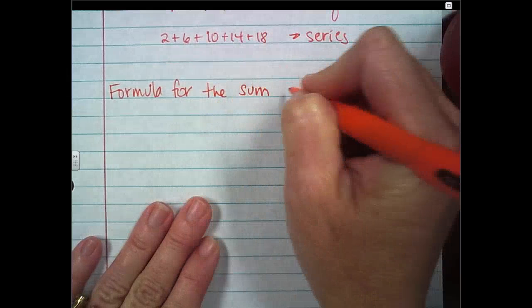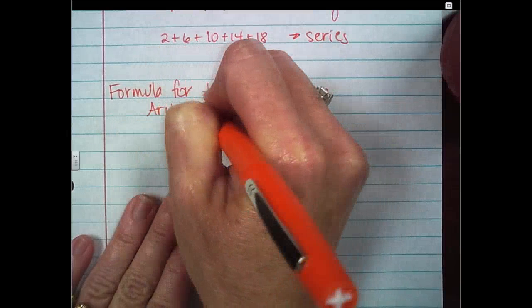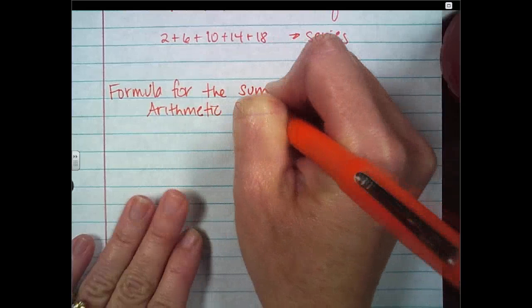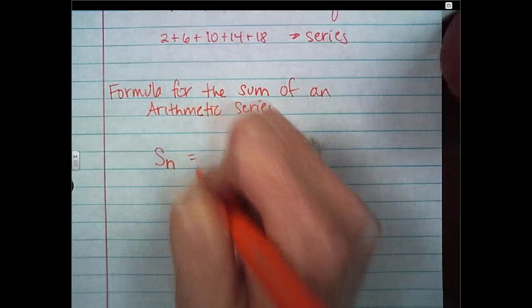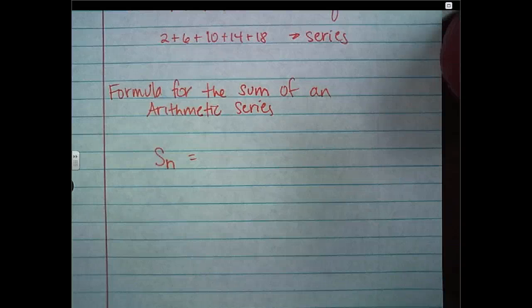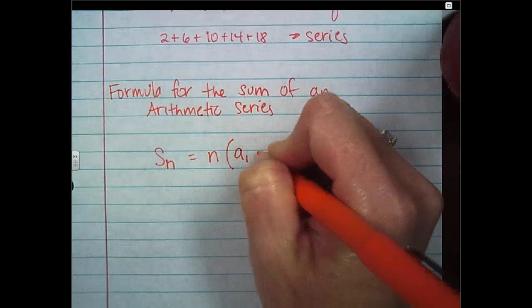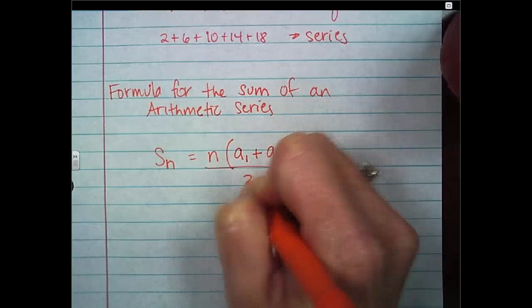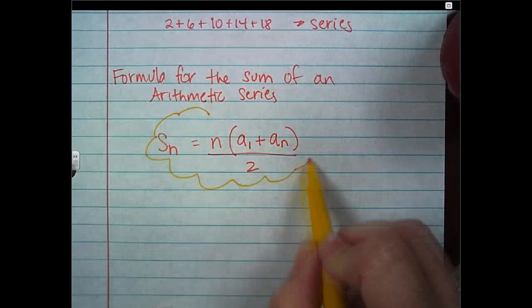Formula for the sum of an arithmetic series. And they'll call it S sub n, right? S for sum, it's easy, equals, okay, remember you have to memorize this, so think about it. To find the sum, you take however many term numbers you're looking for, so n, times your first term plus your last term, all divided by 2. That will find you the sum. So that's an important formula. We're going to use it a lot today.